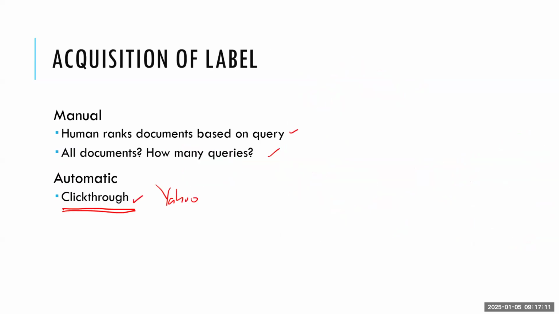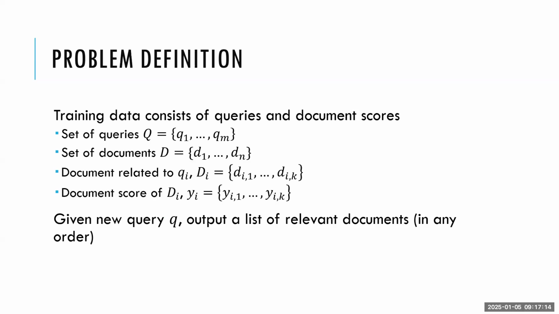So the next question is, how should we define it better? Before, we had features and then we had a target. Right now we have a target, we have a label. So this one is the document score, for document i with query D1, whatever the score is going to be.